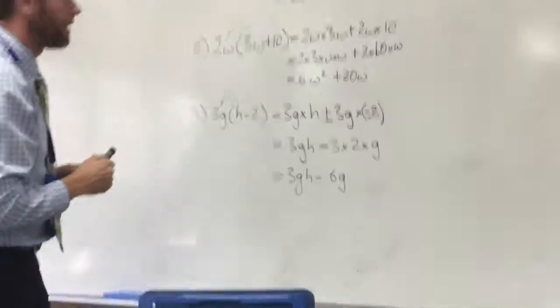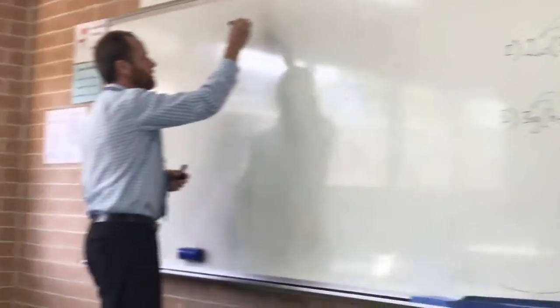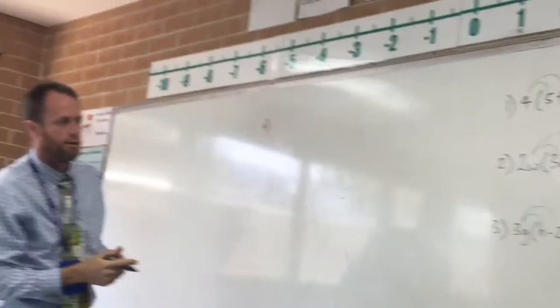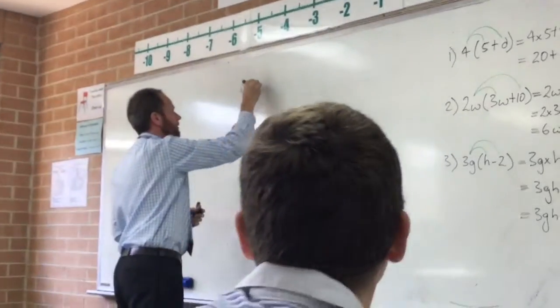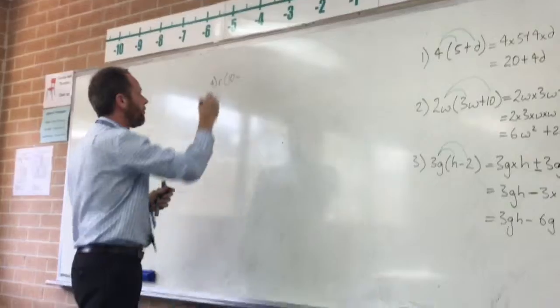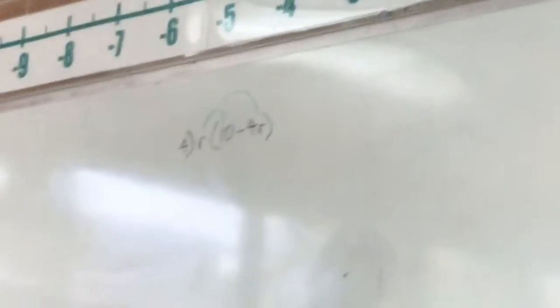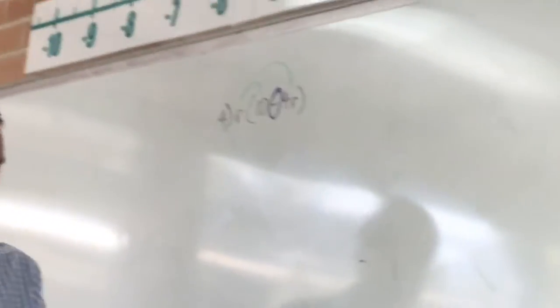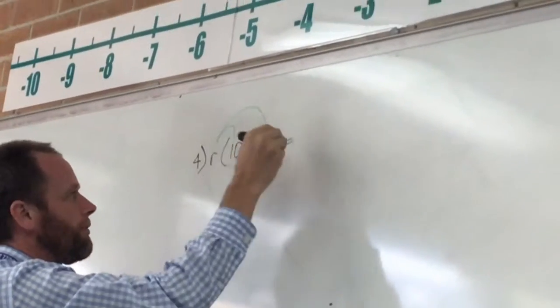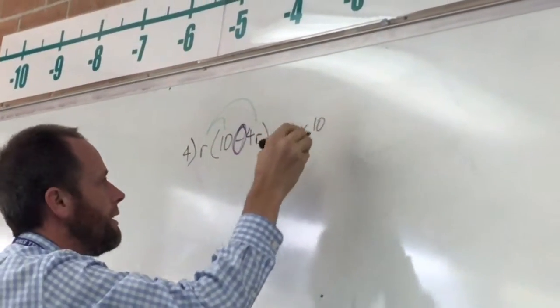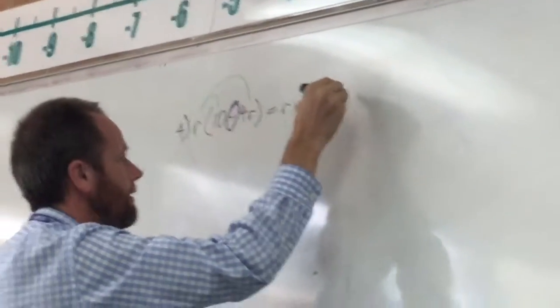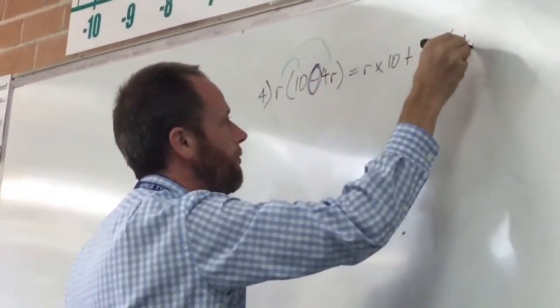Let's see if I can fit. No, I'm going to have to come this way. So, our next question, question 4, is r outside 10 minus 4r. Again, we multiply the term out the front by each term inside. But do not lose sight of this minus. Alright? Be very careful with that. So we've got r times 10 plus r times minus 4r.